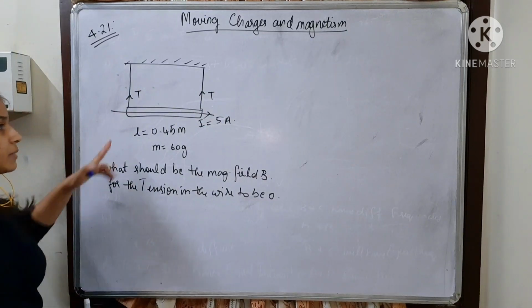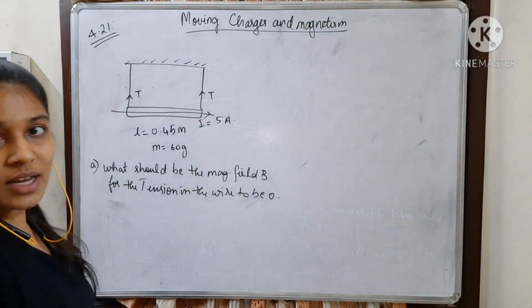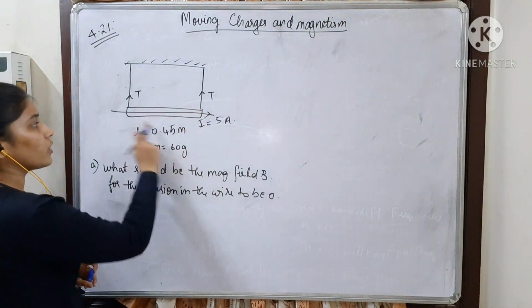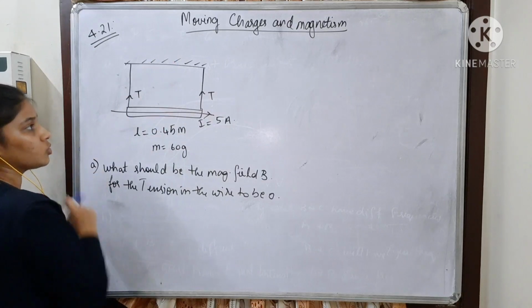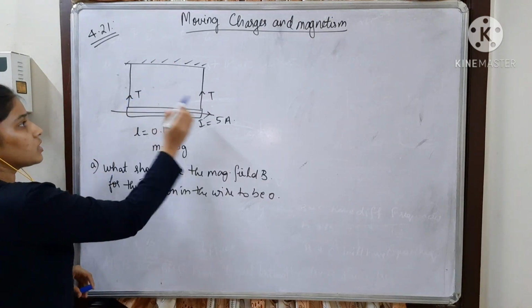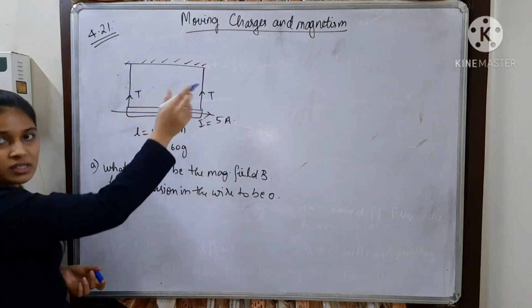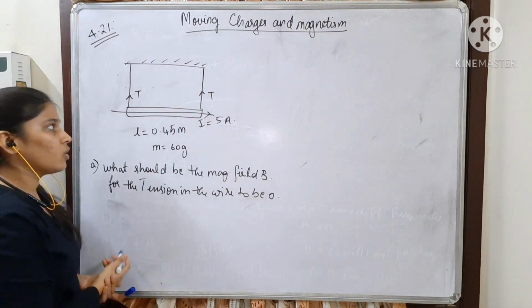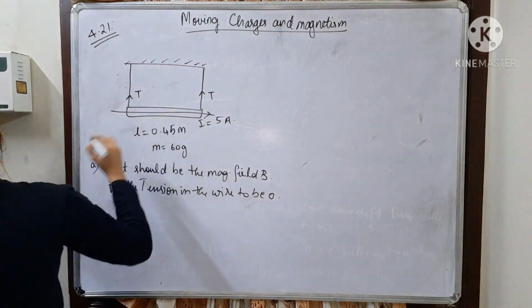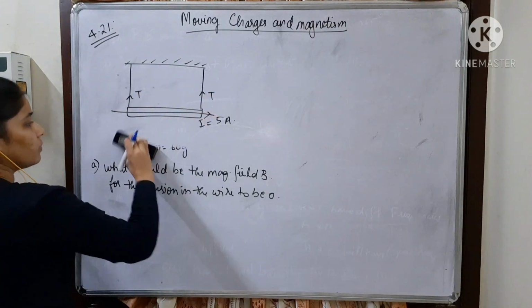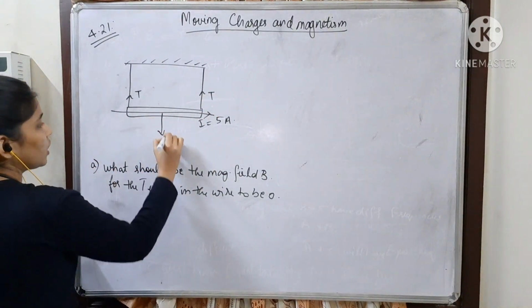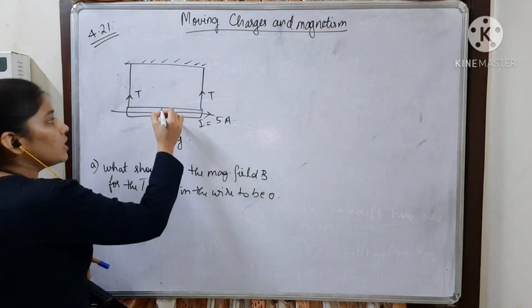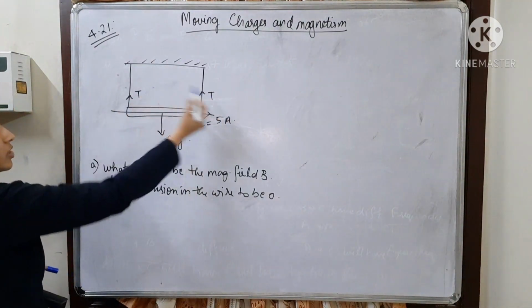So we want to set up a magnetic field in such a way that the tension in the wires is equal to 0. Because you have suspended this rod like this, you will have the tension T here. These two are the same wires, same length, same material, so both will have the same tension T. Now, what is the force that is creating this tension? We have the mg force, the weight of the rod, acting in the downward direction, that is creating the tension here.